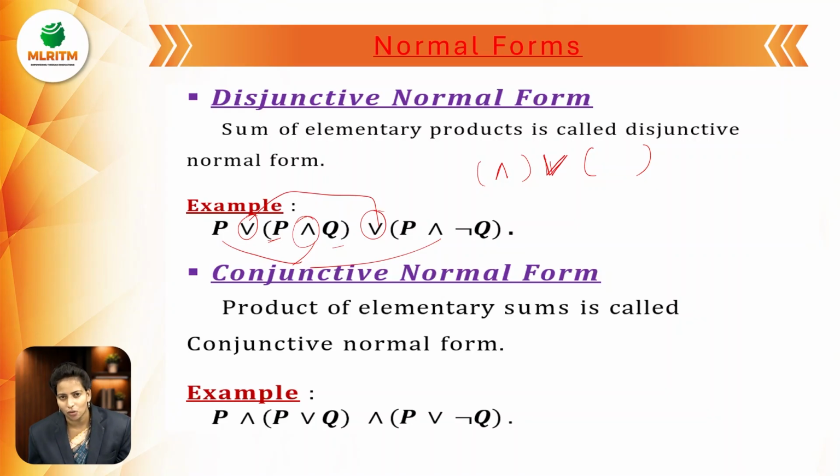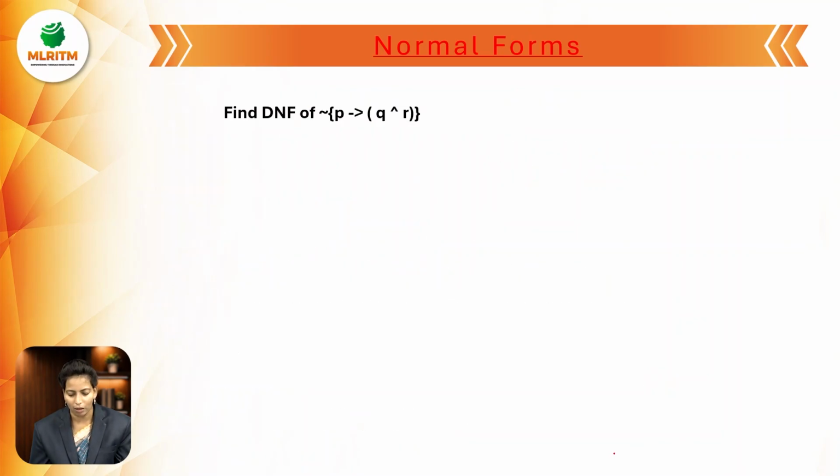What is meant by conjunctive normal form? Product of elementary sums. The product between the elements contains which symbol? The product symbol. In which form? Conjunctive form. So product of elementary sums is called conjunctive normal form.